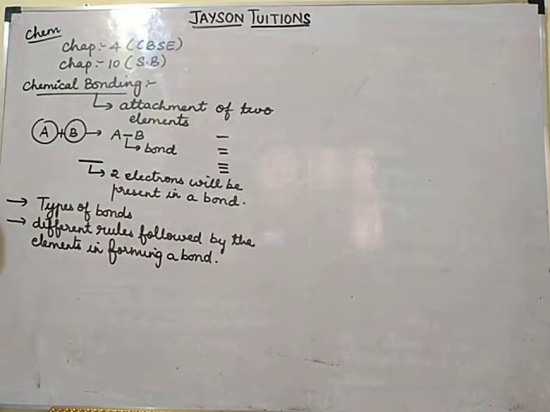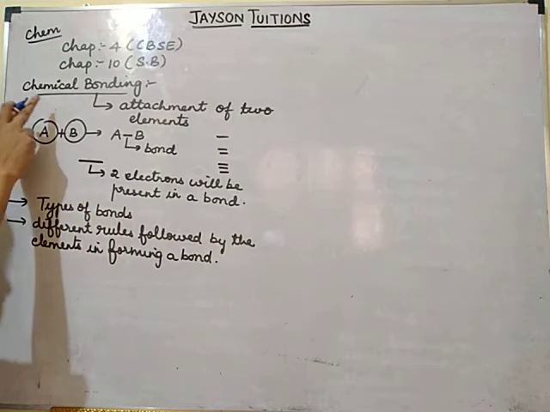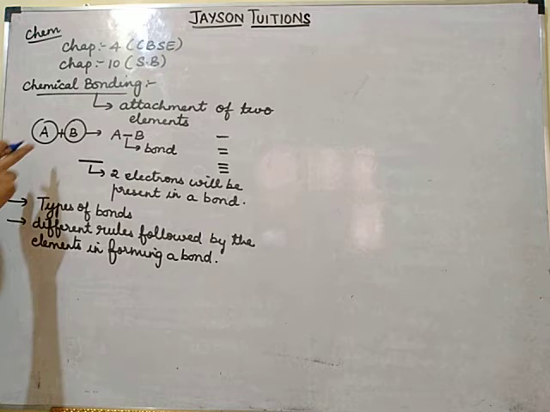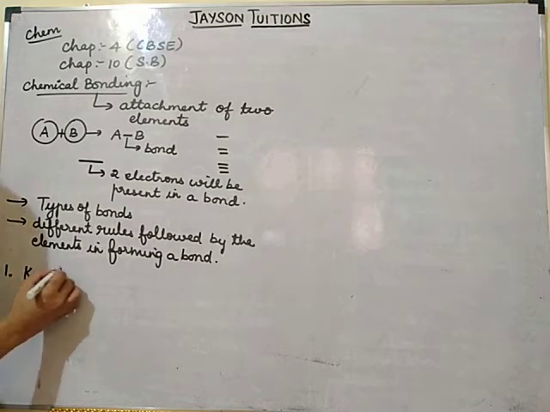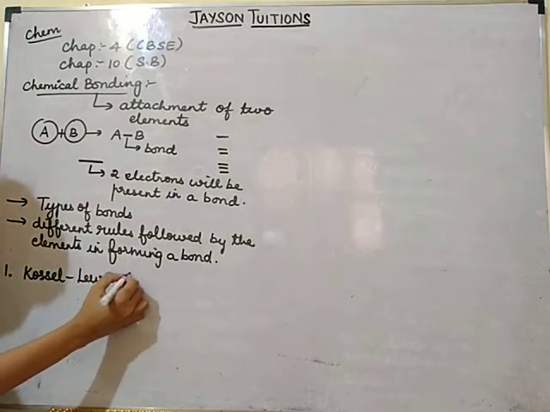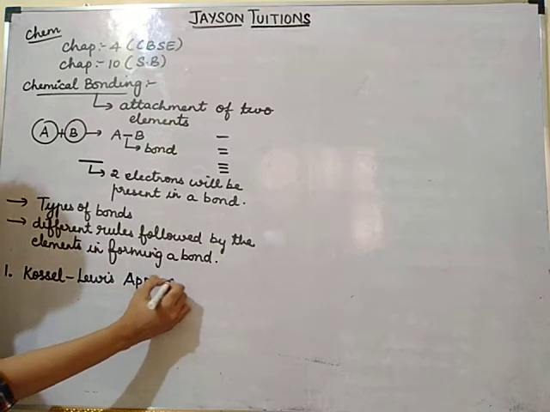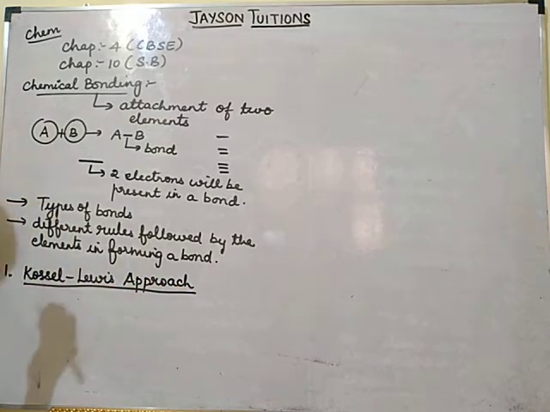Okay, so the first approach, in other words, I can say the first model, the first theory for the bond is given by Kossel-Lewis. Okay, so the first approach is called as Kossel-Lewis approach to chemical bonding. So what was the Kossel-Lewis approach to chemical bonding?